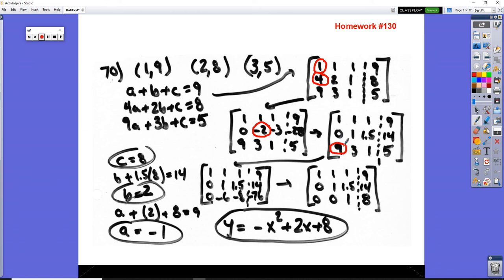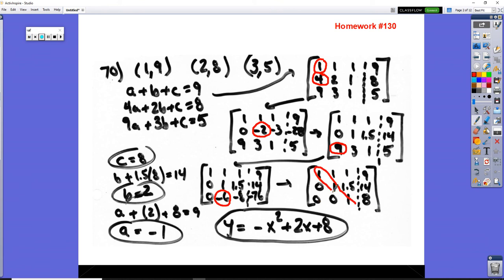The next thing to do is to get rid of this 9. So you're going to use the top row multiplied by -9 and add it with the bottom row. That's going to give you a new bottom row of 0, -6, -8, -76. The next thing to do is get rid of this -6 right here. So you're going to use the middle row multiplied by 6 to add with the bottom row. That's going to give you a new bottom row of 0, 0, 1, 8.